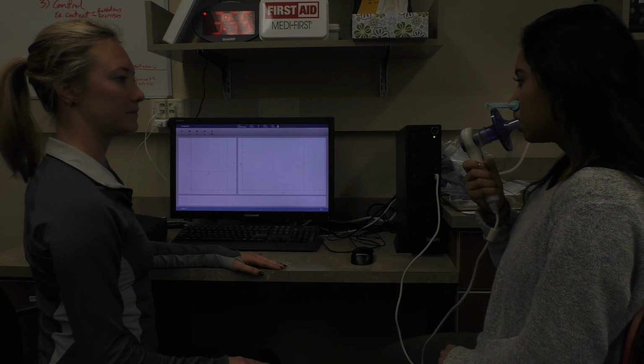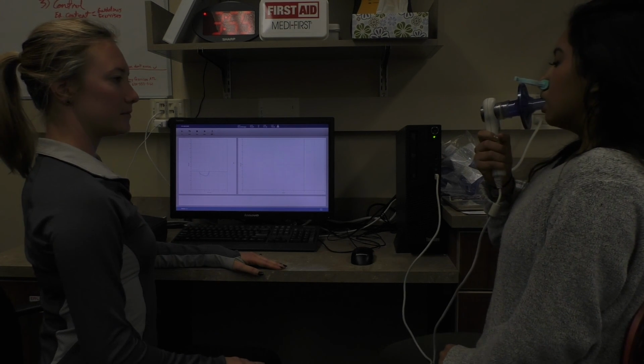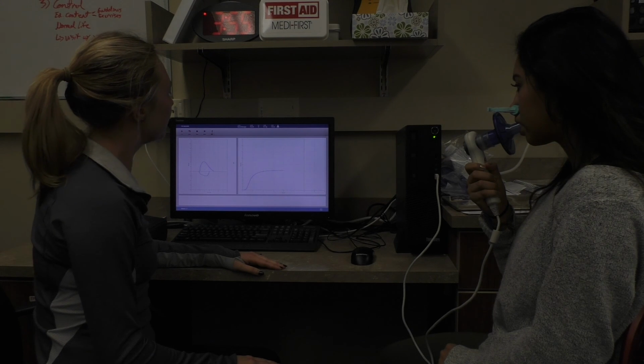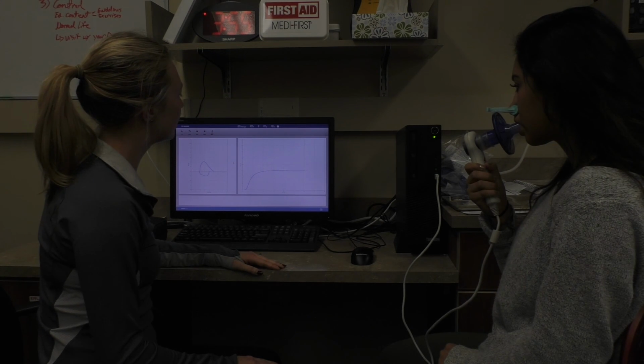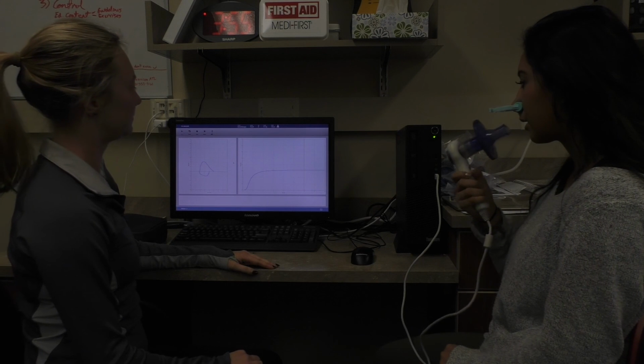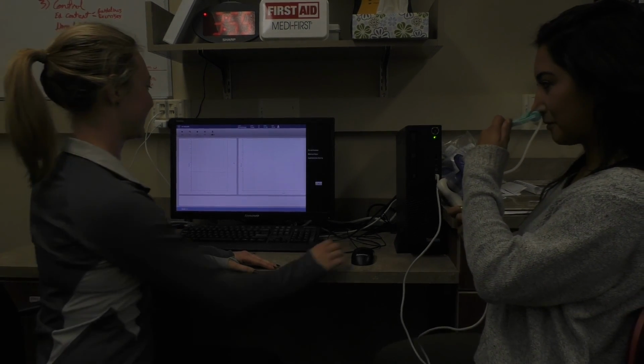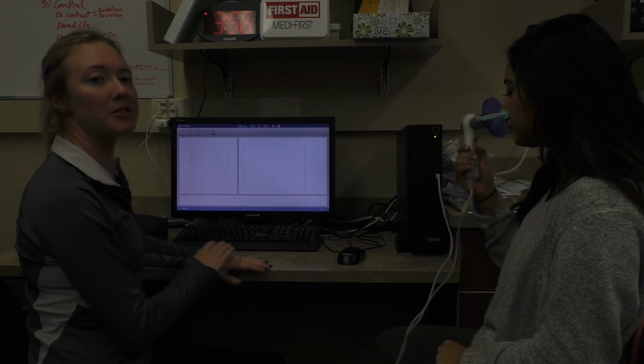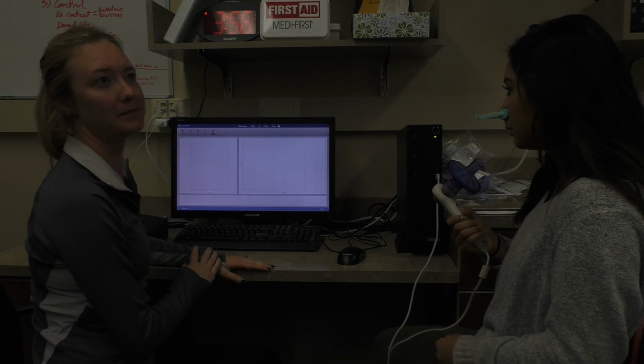Go. Deep breath in. Good. Good job. Keep going. Keep breathing. Keep going. Good. Good job. So within this FVC measure, we also get FEV1 as well.